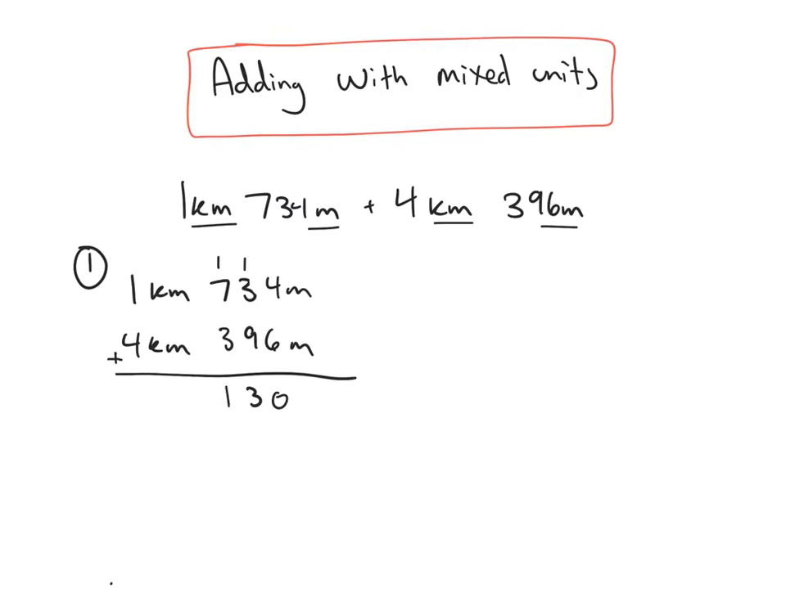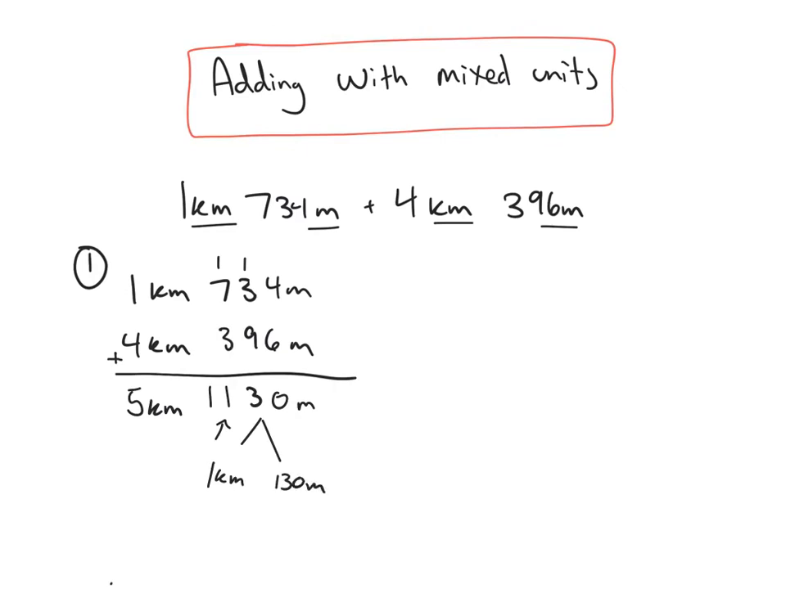I get 1,130 meters. And then I'm going to add my kilometers. 4 plus 1 is 5 kilometers. Now it appears that I'm done, but if I look at my meters here, I can convert some of these meters into a kilometer. So if I think about 1,130 meters, I know that 1,000 meters is equal to 1 kilometer. So this is the same as 1 kilometer and 130 meters.